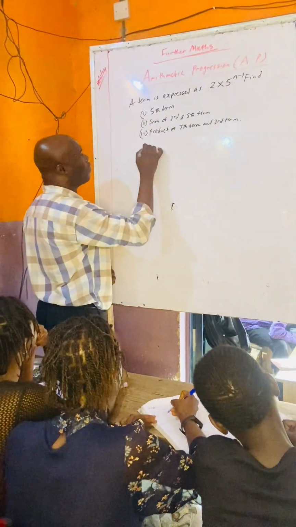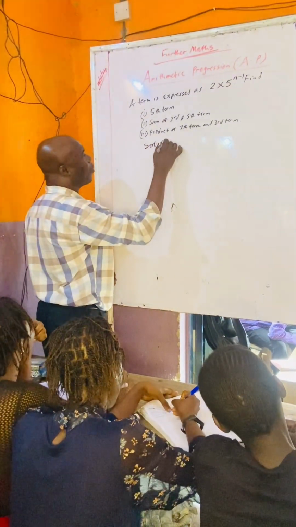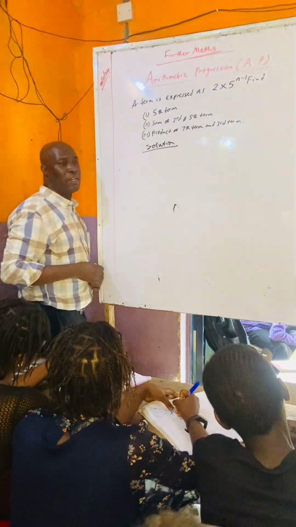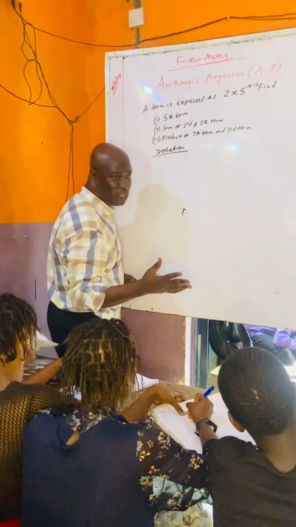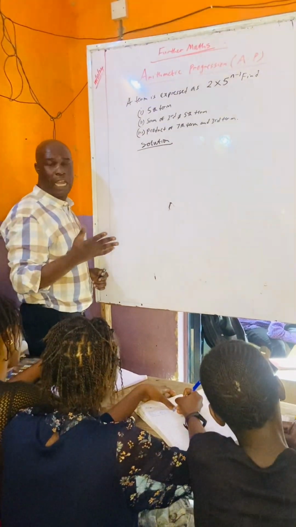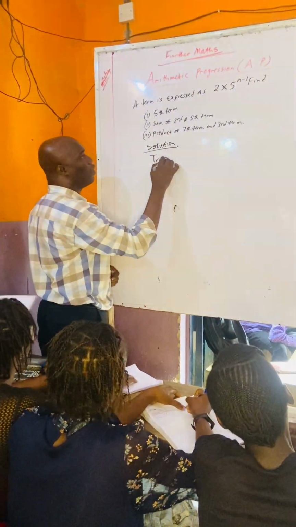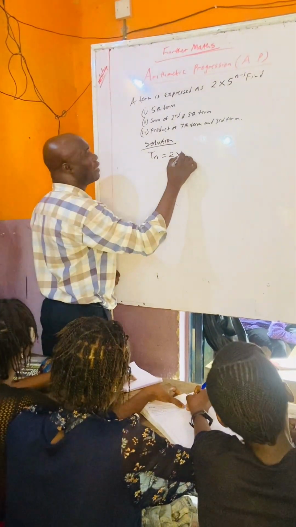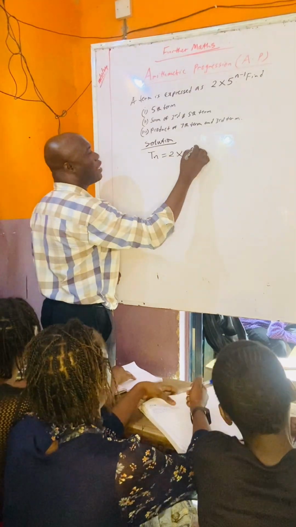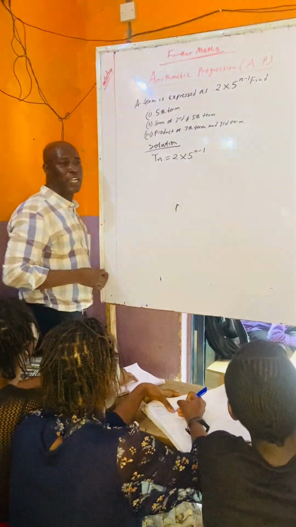So when you want to solve this, they told you that a term is expressed like this. Are you getting it? So you can write Tn equal to 2 times 5 raised to power n minus 1. Are we together? Yes, sir.